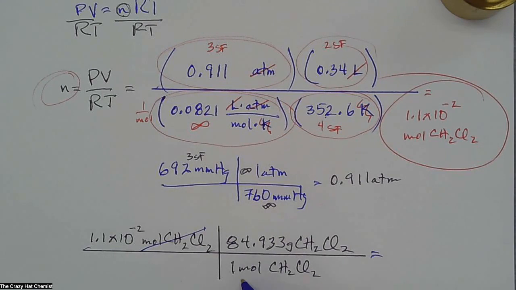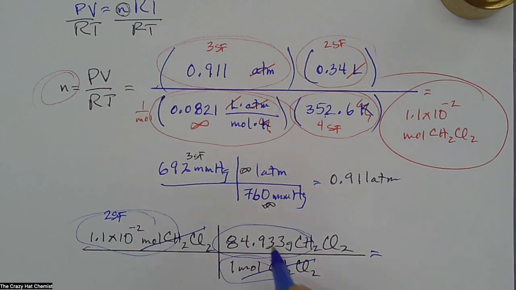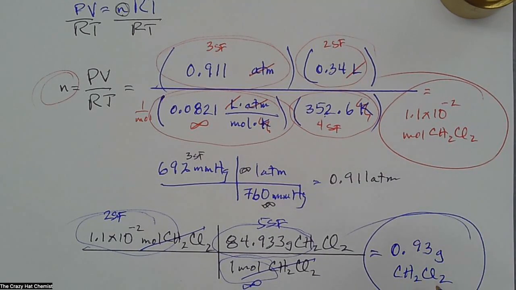Moles of that cancels out. And now I'm going to say 1.1 times 10 to the negative 2 times 84.933 divided by 1. This has 2 significant figures. This has 5 significant figures, and this has infinite number of significant figures. So I'm going to plug that into my calculator. 1.1 times 10 to the negative 2 times 84.933 divided by 1, and I'm going to get the correct number here in just a moment. Okay, and so that number is 0.93 grams CH2Cl2. That has 2 significant figures.